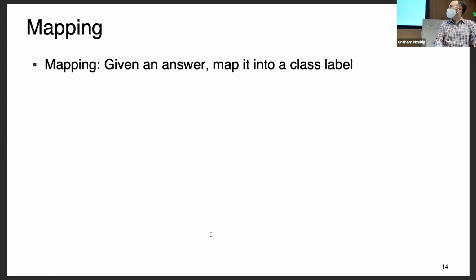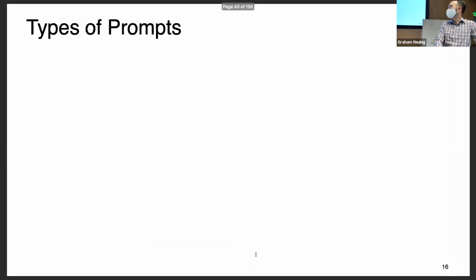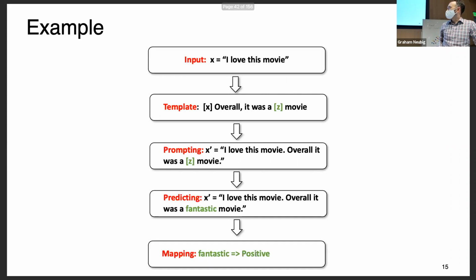And then in the end, this is an optional step. You won't do it every single time, but you would do it for things like text classification. Given an answer, you would map it onto a class label. So if we have the word fantastic here, we might have a mapping from fantastic to positive. This is the whole process that you could use to generate an answer according to this procedure.